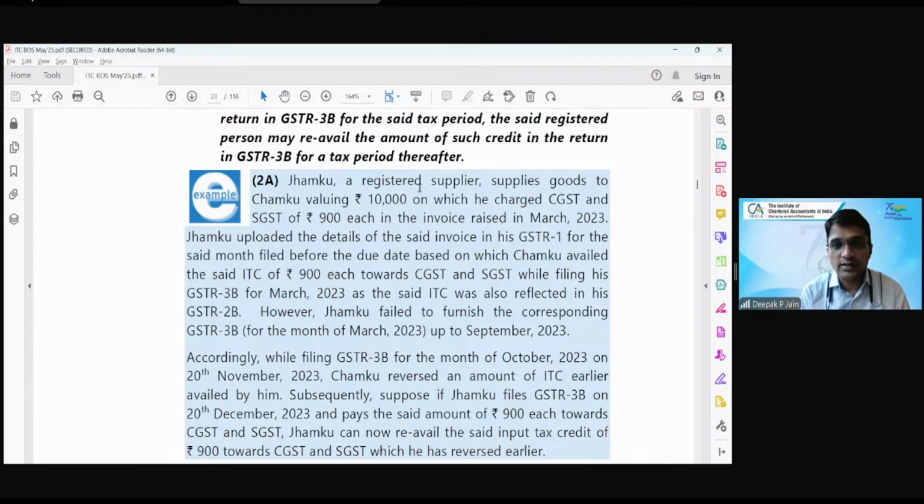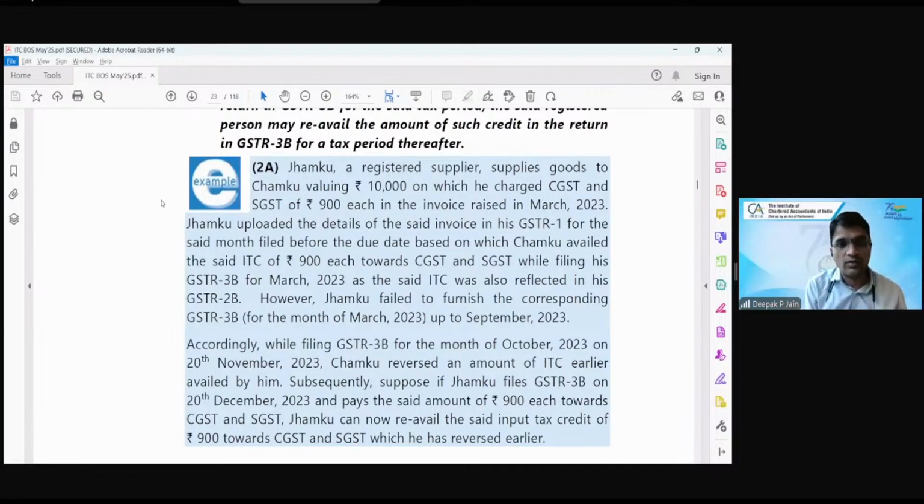So Jamku is a registered supplier who supplies goods to Chamku valuing 10,000 rupees, on which he charged CGST and SGST of 900 rupees each. So what do you mean by this? Did you understand the question till here? Yes, you have understood till here, right? Jamku is a registered supplier. He supplies goods to Chamku for a value of 10,000 rupees, on which he's charging CGST of 900 rupees and SGST of 900 rupees, right? 9% CGST, SGST, perfect.